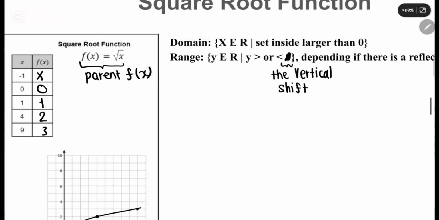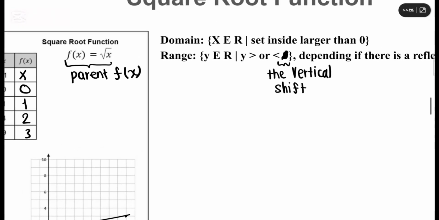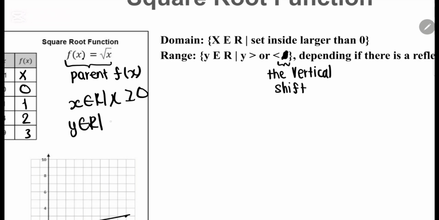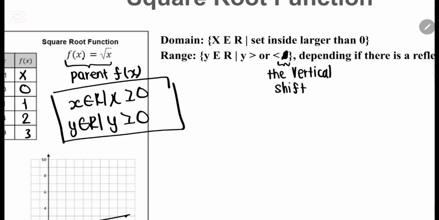Okay, so your domain for the parent function is x ∈ ℝ such that x is bigger or equal to 0, and your range for this parent function is going to be y ∈ ℝ such that y is bigger or equal to 0. Okay, that's going to be your set of domain and range for this parent function.